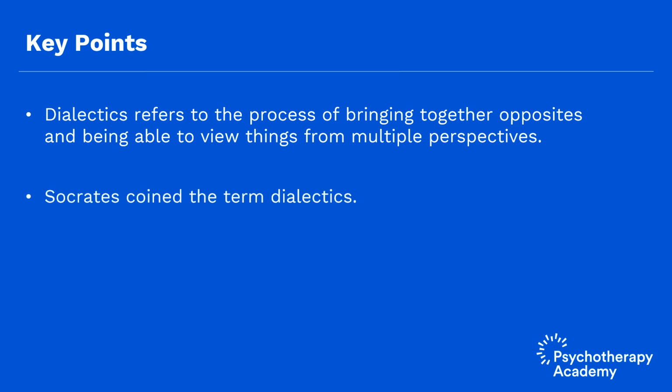Key point number 2. Socrates was a Greek philosopher who coined the term dialectics. Socrates taught his students by asking them lots of questions so that they could start to see things from different perspectives. In fact, sometimes even the opposite perspective from their initial starting point. This teaching style is still referred to as the Socratic method.